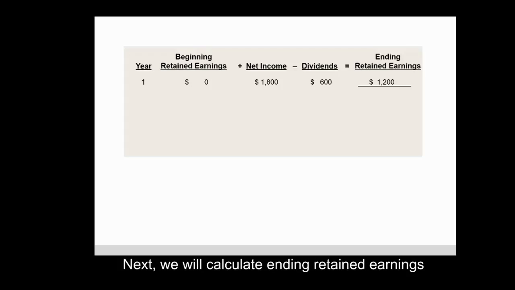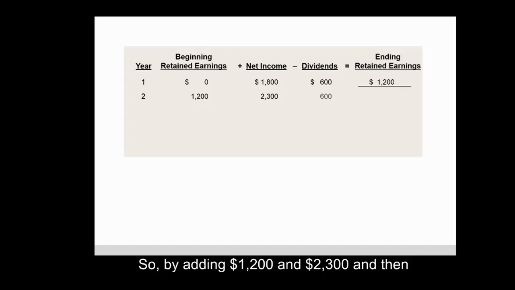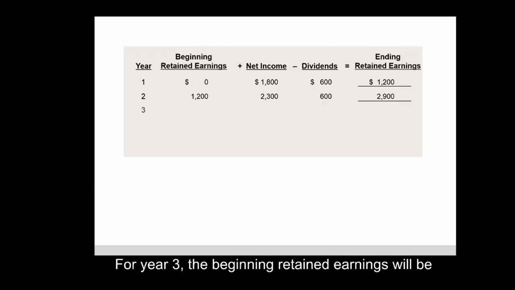Next, we will calculate ending retained earnings for year 2. Note that the ending retained earnings of year 1 will be the beginning retained earnings for year 2. So, by adding $1,200 and $2,300, and then deducting $600, we arrive at the ending retained earnings for year 2 of $2,900. For year 3, the beginning retained earnings will be $2,900.